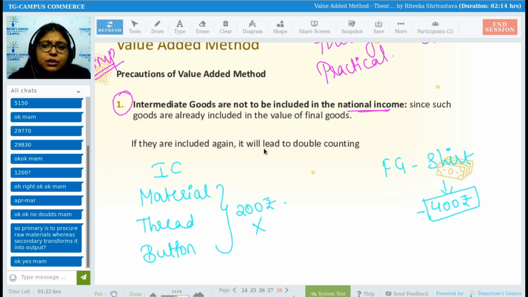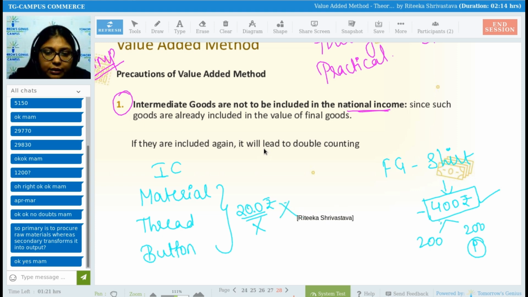The person who is going to sell the shirt, what will he say? He will say, I have spent 200 rupees. Now, there should be my profit also. So, let me sell the shirt for 400 rupees. So, out of 400, this 200 I have spent on the intermediate goods and the remaining 200 can be my profit. So I can say that this 200 is already included in this 400. But when I calculate the national income, I will be including only the value of final goods and not the value of intermediate goods. This is what my first precaution says.